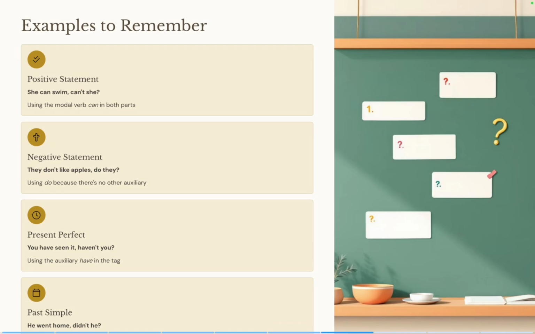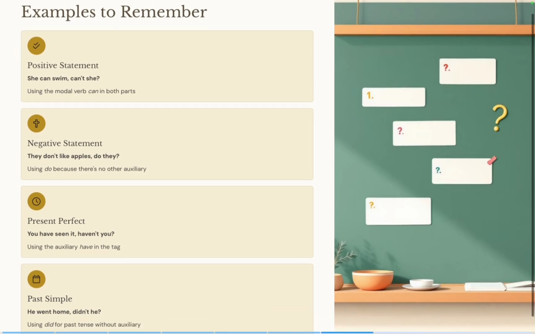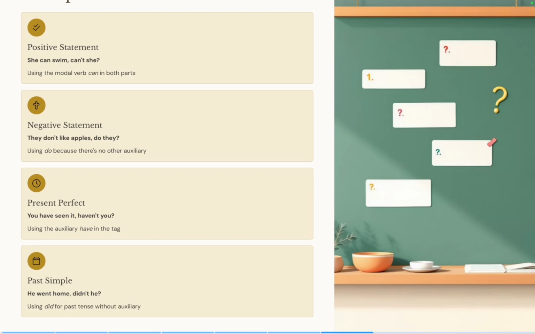There are some examples to remember. First, positive statement: she can swim, can't she? Using the modal verb can in both parts. In the first part, it's positive, and in the second part, it's negative. Number two, negative statement: they don't like apples, do they? Using do because there is no other auxiliary. And we have the present perfect: you have seen it, haven't you? Using the auxiliary have in the tag. And finally, we have the past simple: he went home, didn't he? Using did for past tense without auxiliary.